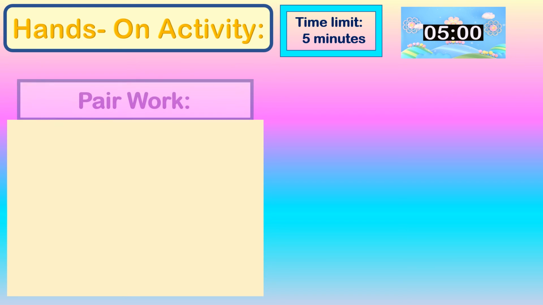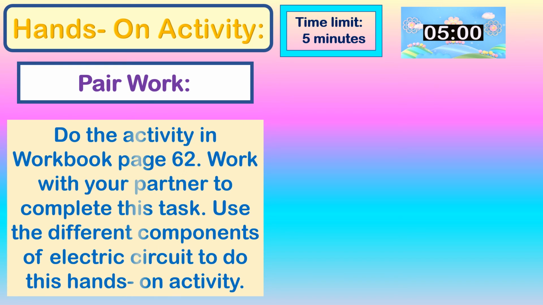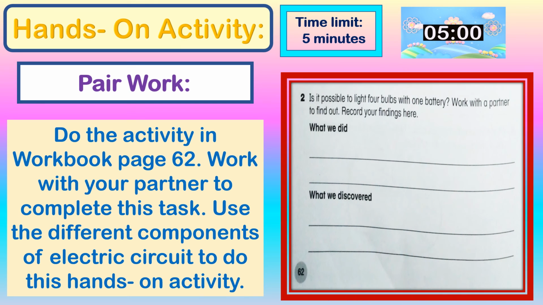Now, for your hands-on activity, you will have the pair work. Do the activity in workbook page 62. Work with your partner to complete this task. Use the different components of electric circuit to do this hands-on activity. What are you going to do?